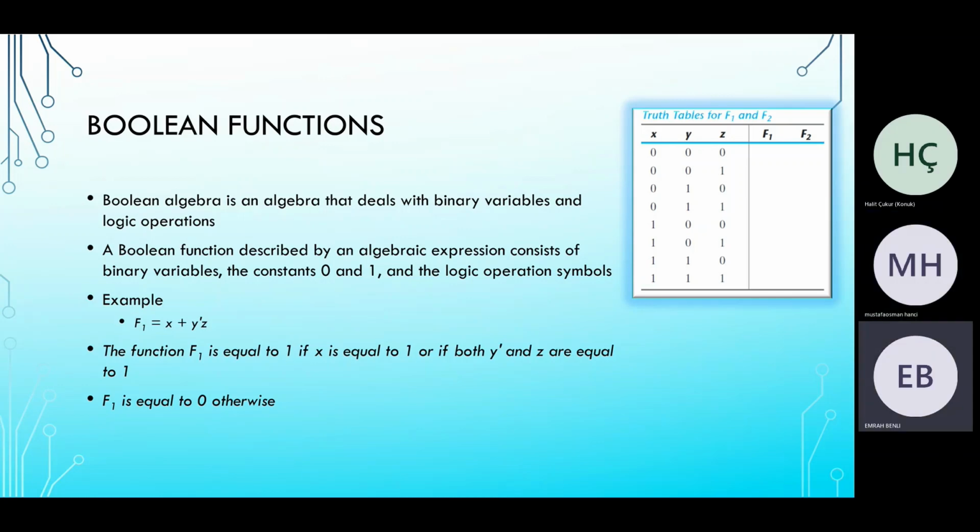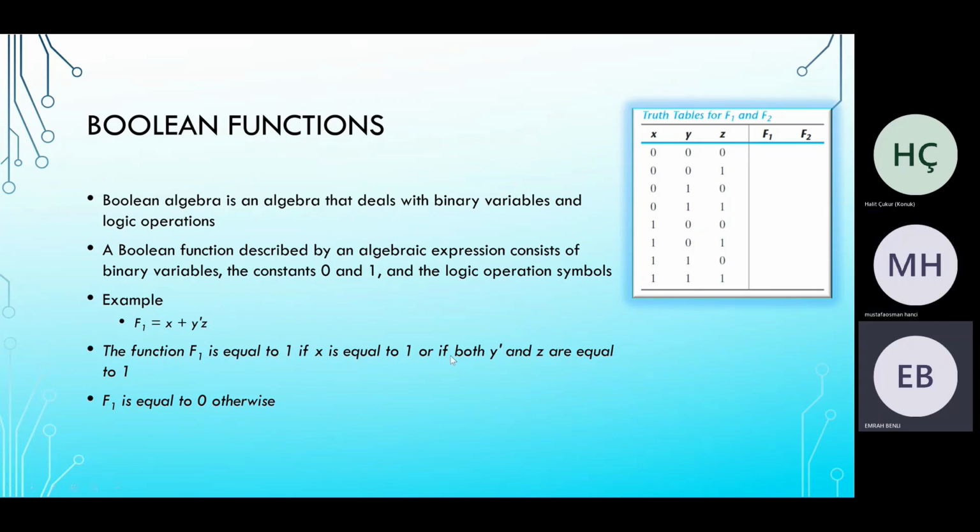So let me tell you this way. We are looking for x when x is 1, right? Can you see where x is 1 here? For these 4, we have x as 1. So that means it's satisfied. If it is 1, we don't look at this side. So we can put 1, 1, 1, 1. And if it is 0, then we need y prime and z. Y prime and z should be 1.